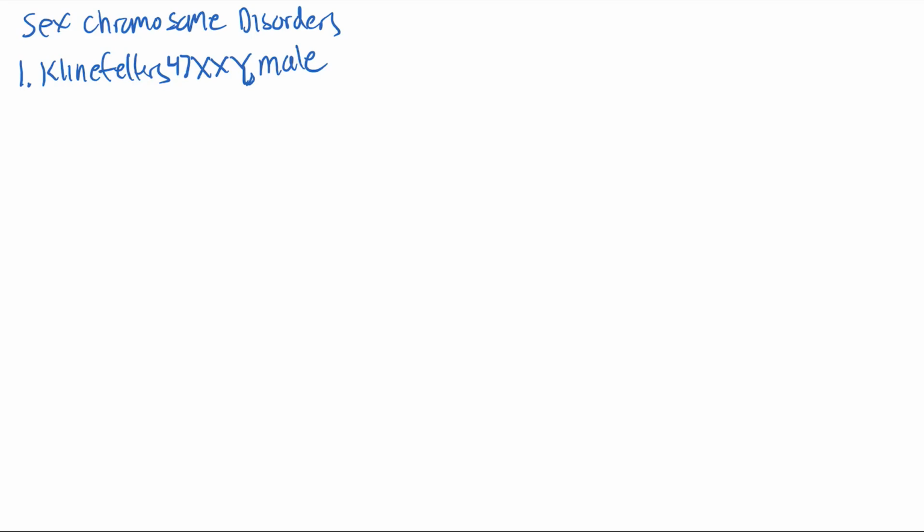And here I think there are two defining features. First, it's going to be a very tall person with very long extremities. That is key defining feature 1. You have to memorize that. Key defining feature 2 is testicular atrophy.